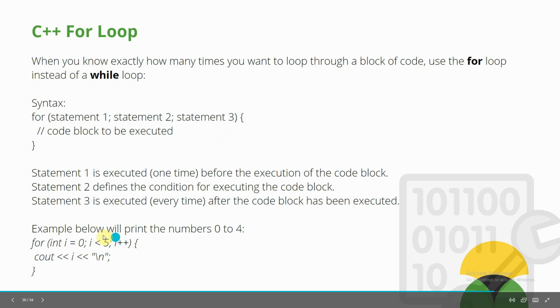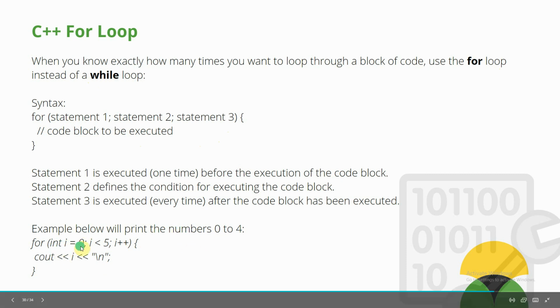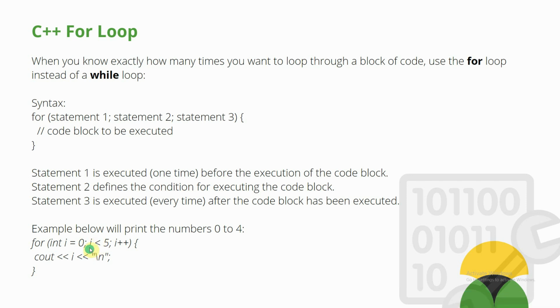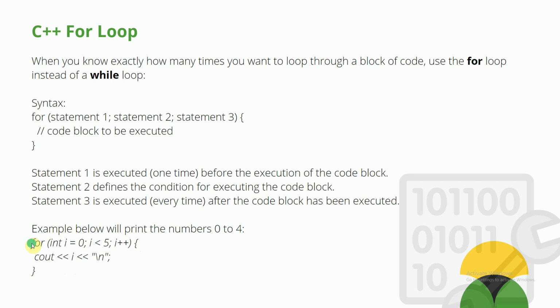In this example, we'll print the numbers 0 to 4. Integer i equals 0, this is the condition, statement 2, and then statement 3 is the increment. It is executed every time the code runs, once the condition is true, then the increment runs, and it will produce this output. Same as before, it will print out the numbers starting from 0 until statement 2 becomes false in this for statement execution.